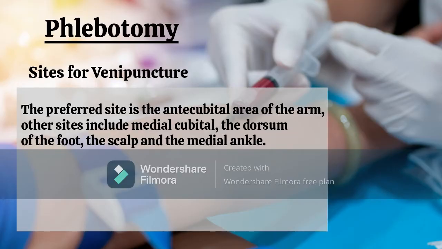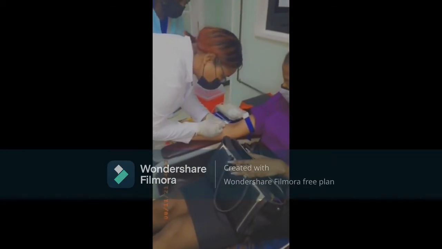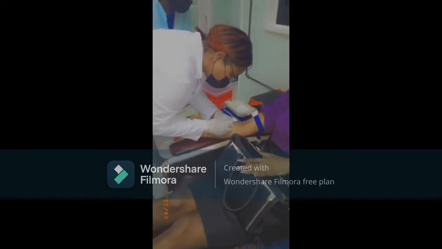Sites for venipuncture. The preferred site is the antecubital area of the arm. Other sites include the median cubital, the dorsum of the foot, the scalp and the medial ankle. In this video is a clip of me doing a routine venipuncture for a blood donor.